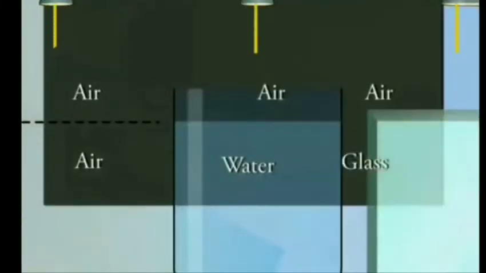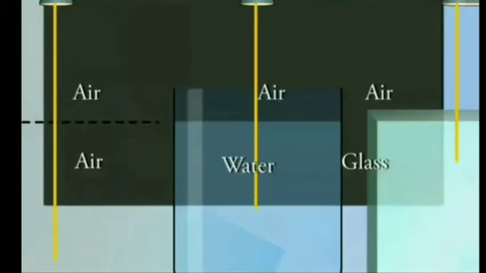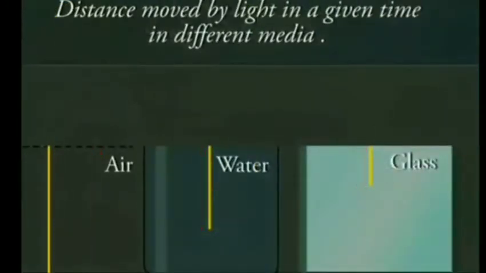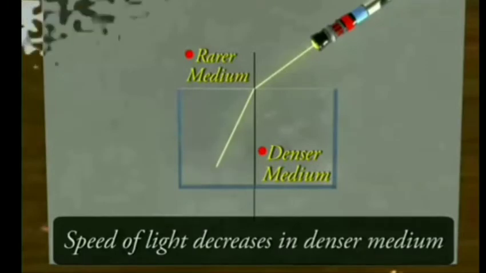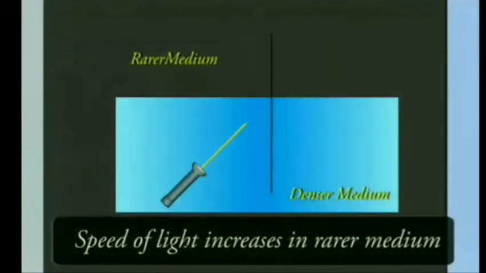We know that light travels in a straight line through any medium of uniform density. However, the speed of light depends on the nature of the medium in which it travels. Distance moved by light in a given time in different media. When light travels from a rarer medium to a denser medium, its speed decreases, whereas the speed of light increases when it travels from a denser to a rarer medium.